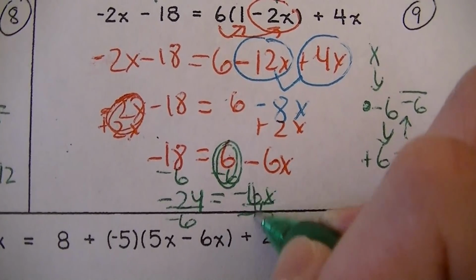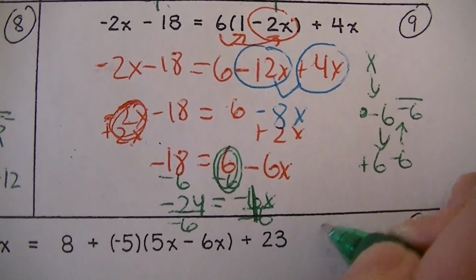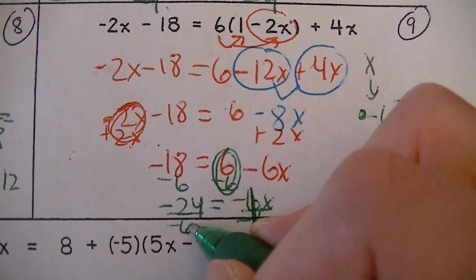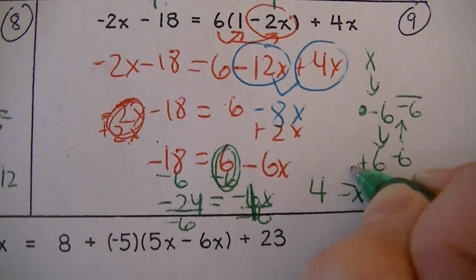Negative 6 divided by negative 6 is 1. 1 times x is x. Negative divided by negative is positive, so negative 24 divided by negative 6 is a positive 4.